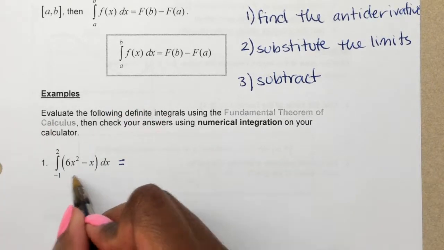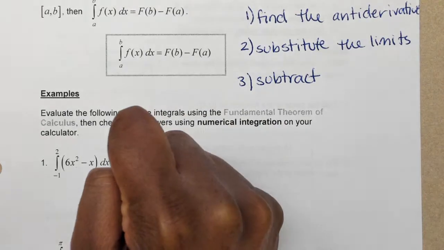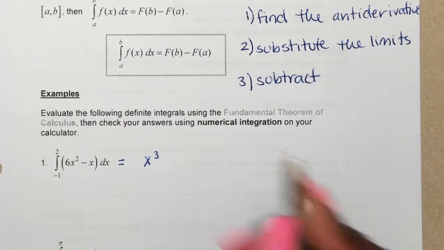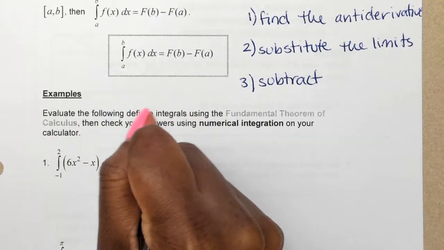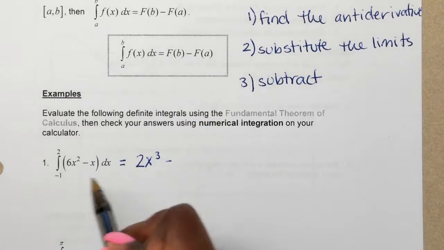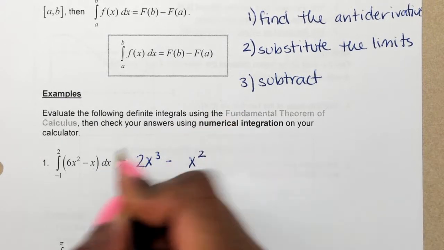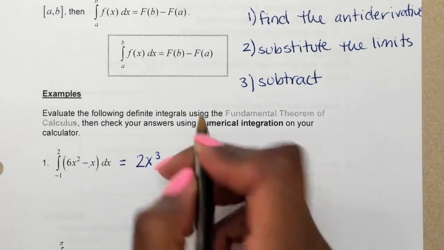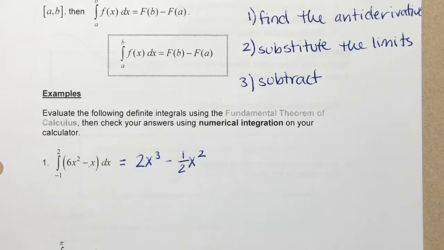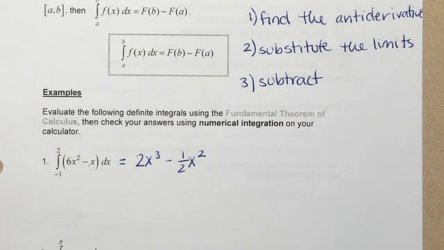Okay, so the antiderivative of this, right, we're going to add 1 to the exponent, so we have x cubed, divide 6 by 3, we get 2, minus, add 1 to the exponent, we get x squared, divide 1 by 2, we get 1/2. Okay, so that's our antiderivative for this function.